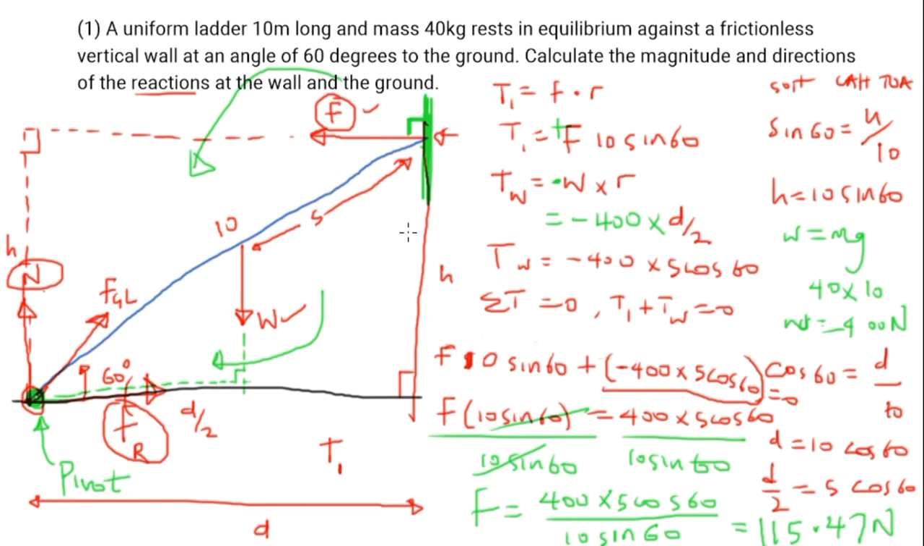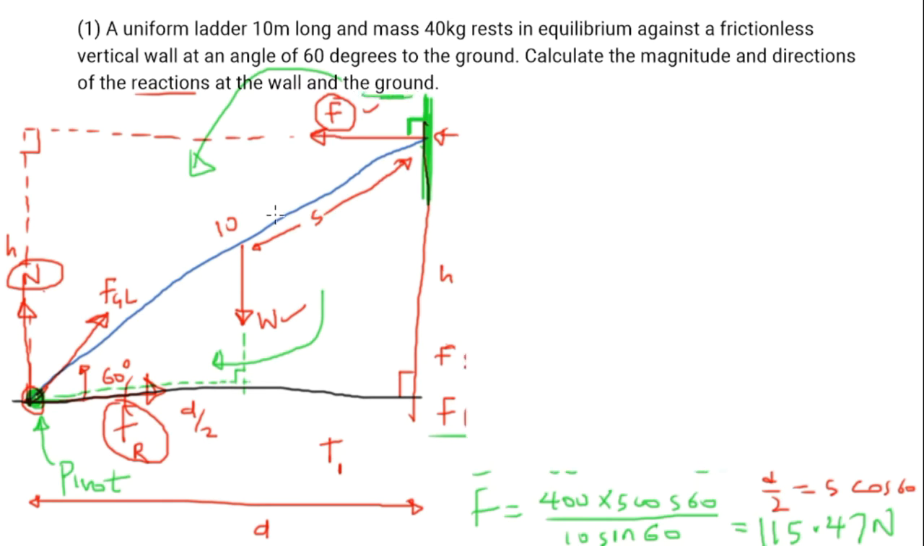Now let's find that of the ground. To find the reaction that is caused by the ground on the ladder, that is the force of the ground on the ladder, the magnitude of that force is equal to the root of the square of the normal reaction plus the square of the frictional force.